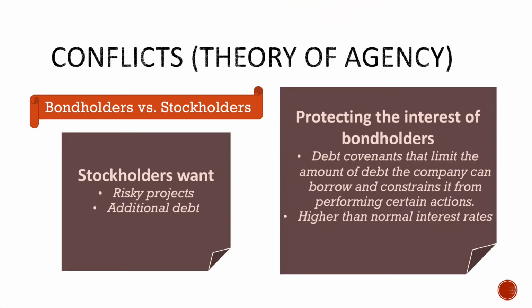To protect the bondholders from such conflict of agency, the following can be done. There can be debt covenants that limit the amount of debt the company can borrow and constrain them from certain actions, especially risky projects. If the company is taking too much risk, bondholders are supposed to charge higher than normal interest rates. These actions can protect the bondholders from any potential abuses by the stockholders.